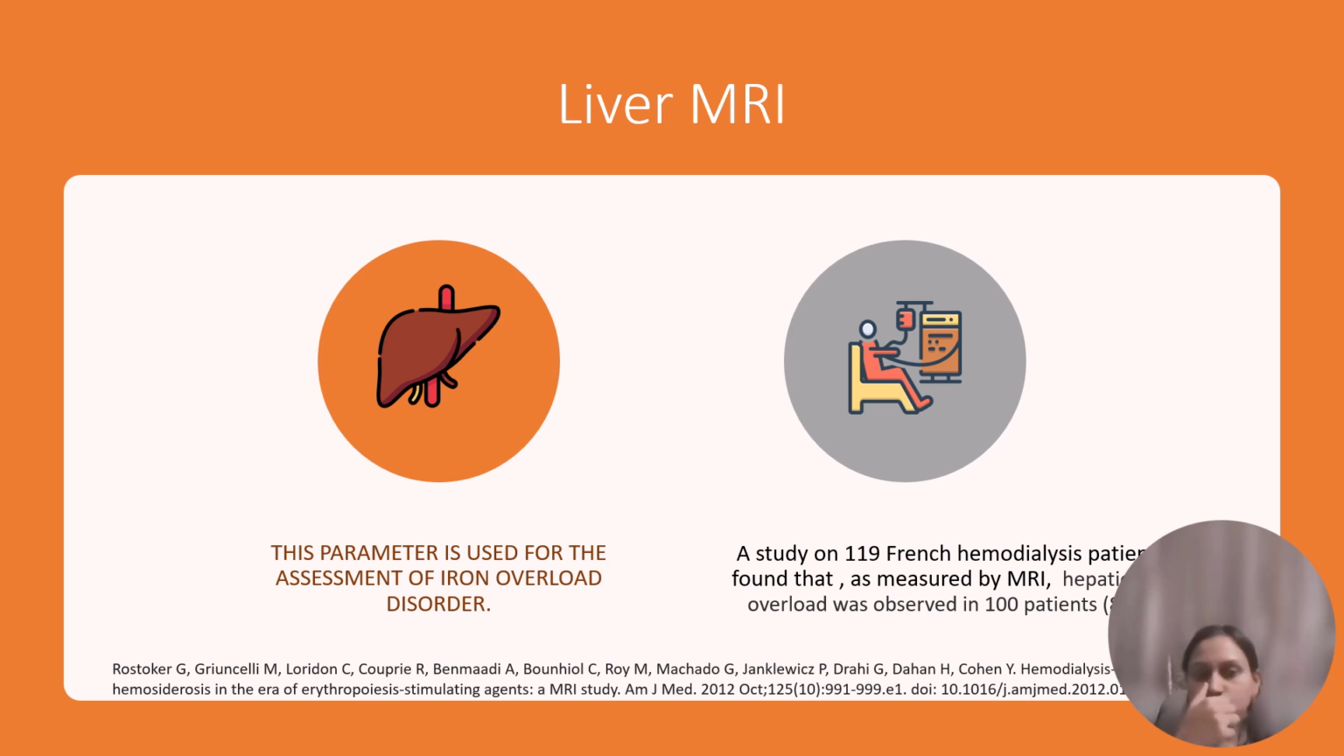Coming to liver MRI, this is used for assessment of iron overload disorder. Surprisingly, in France, one of the dialysis centers conducted a study on 119 dialysis patients where they just did liver MRI to find out the iron overload, and they found that 80% of the patients had mild to moderate iron overload, and approximately 30% of them had severe iron overload. So yeah, it is not very uncommon. We're not doing liver MRI regularly in our patients, but iron overload is definitely not an uncommon scenario.